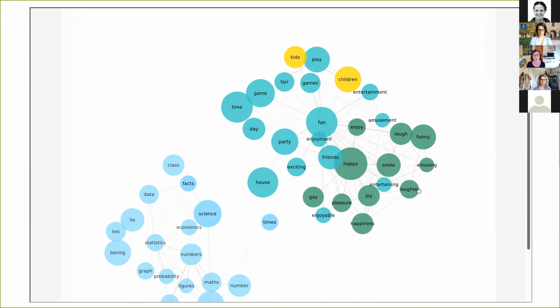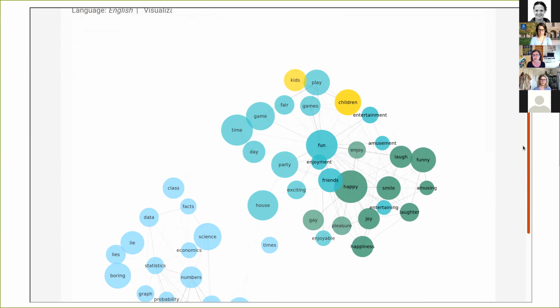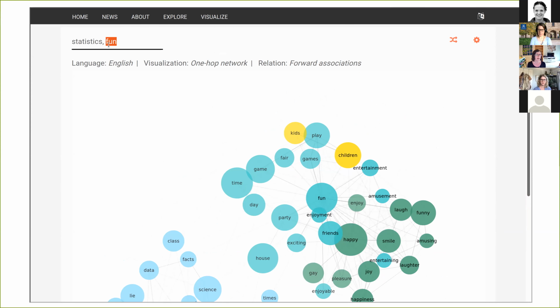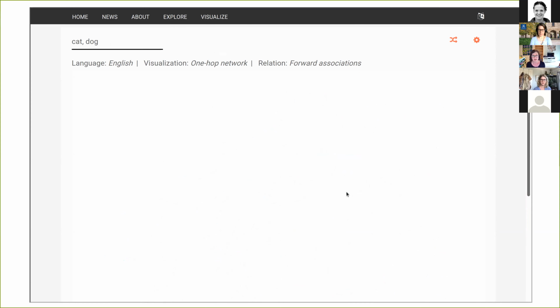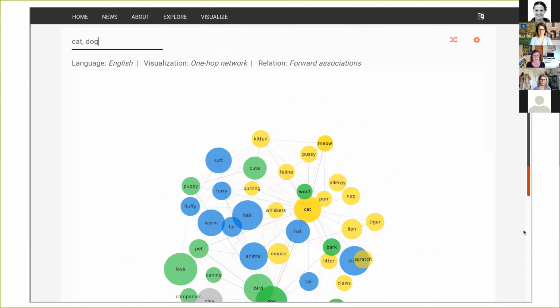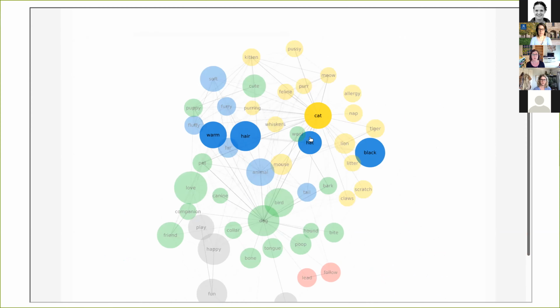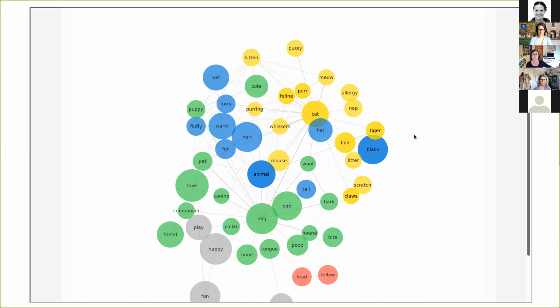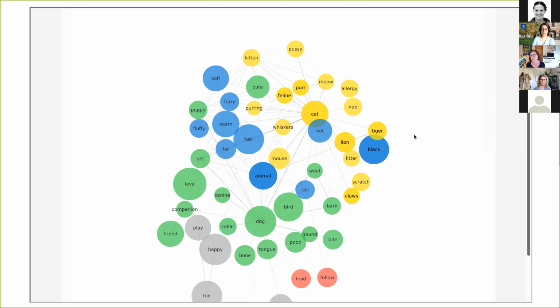So it'll produce things like this that unfortunately tell you that most people don't associate statistics with fun, but you might be more likely to have, I don't know, so let's do cat and dog, and hopefully, there we go. So this is just putting together a little visualization that's sort of working out what is the local semantic network around these concepts. And this gives you these nice, pretty pictures.